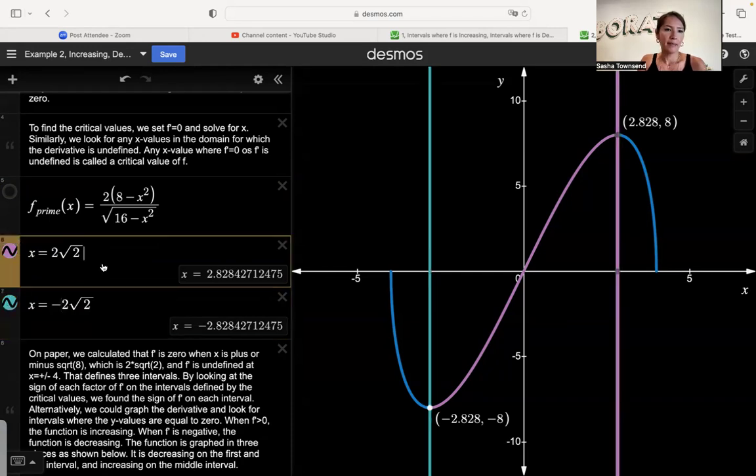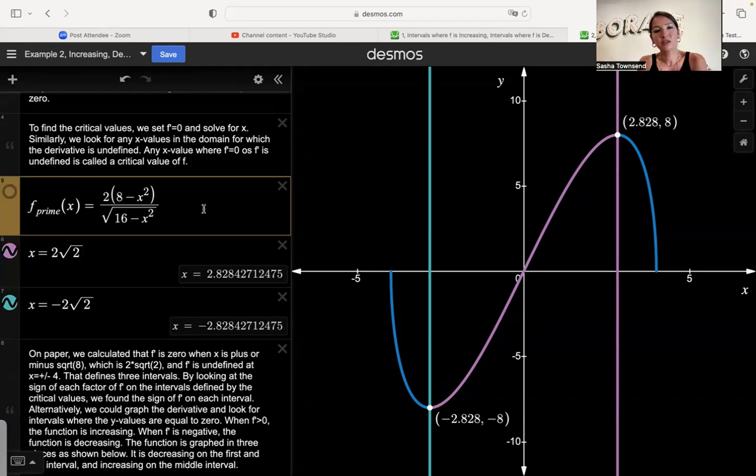Now, when we're trying to find the intervals where the function is increasing or decreasing, what we're looking for is the sign of the derivative function. We know that when the derivative is negative, the function is decreasing. When the derivative is positive, the function is increasing. So when we look at this picture, we can see that it's decreasing on this interval, increasing on this interval, and decreasing on this interval.